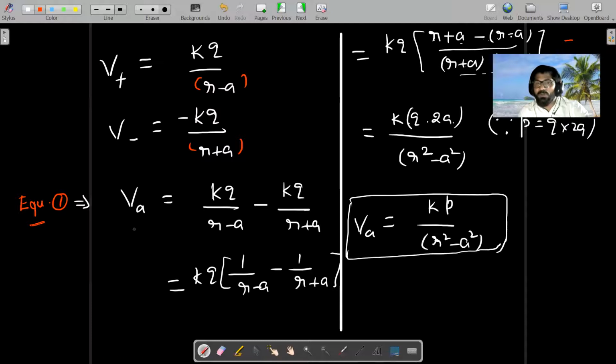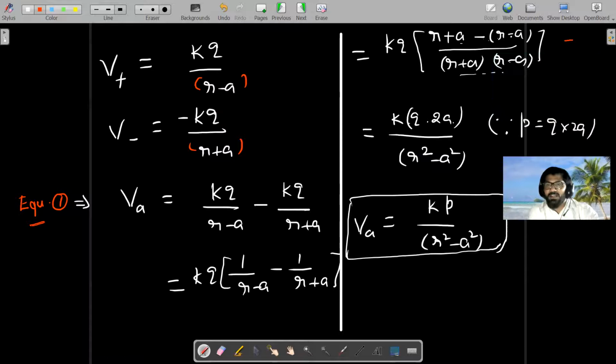So V_A is equal to V plus plus V minus. If you substitute, we get kq by r minus a minus kq by r plus a. Here kq is common in both the terms. Let us take this term out, kq into 1 by r minus a minus 1 by r plus a. Simplifying this further, kq into r plus a minus of r minus a, by r plus a into r minus a.